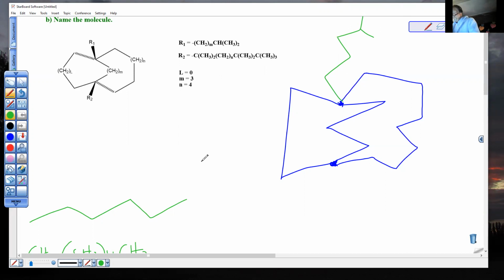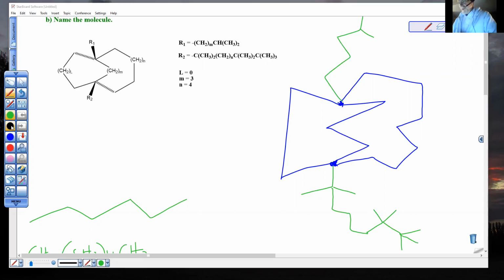R2 is a C that has 2 methyls off of it. That's that, 2 methyls off of that C, and then 4 CH2s off the same carbon. 1, 2, 3, 4. And then a C with 2 more methyls, up to a C with 2 more methyls. Make sure you know that's a carbon. And then a C with 3 methyls. We don't have a common name for that group. We have to use the systematic naming on that group.